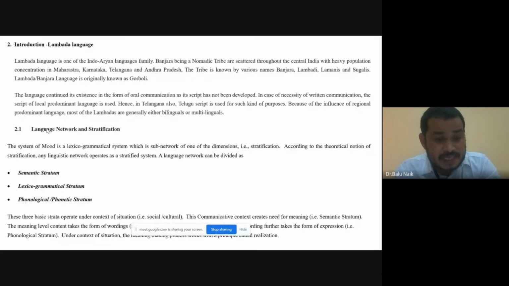These three basic strata operate under the context of situation. In any language, the context of situation is important. Whatever kind, social or cultural context, the communicative context creates the need for meaning. Semantic stratum is the meaning level. Content is taken from the word level, which is the lexicogrammatical stratum.